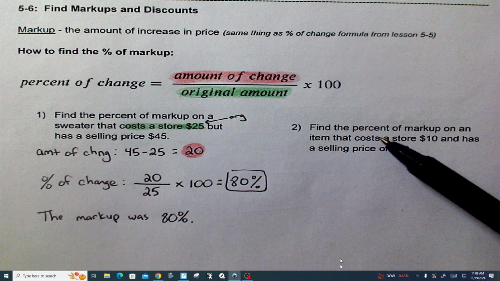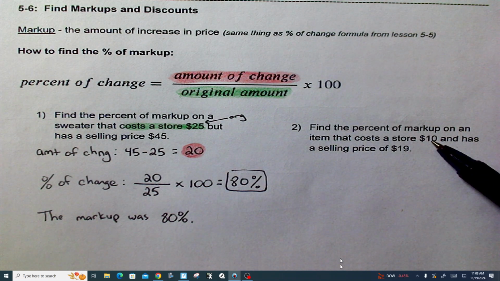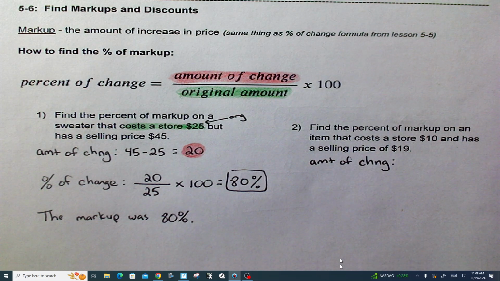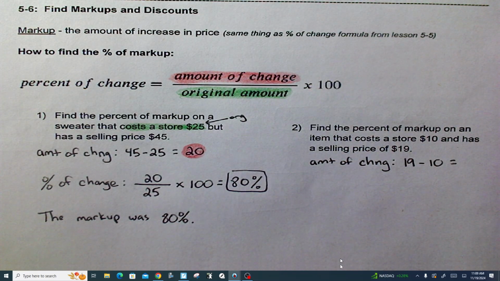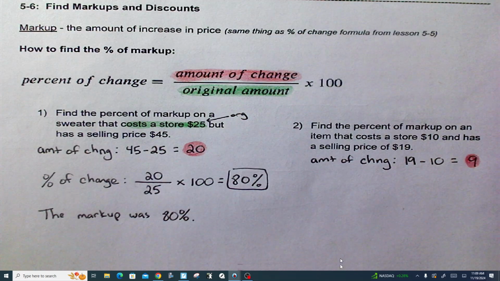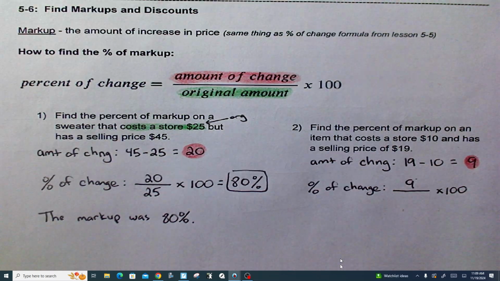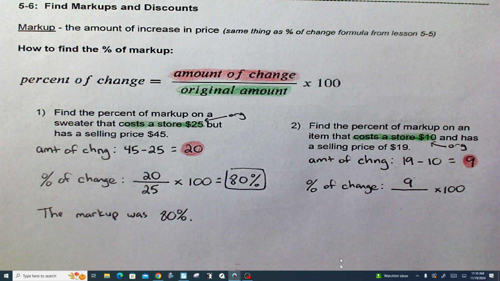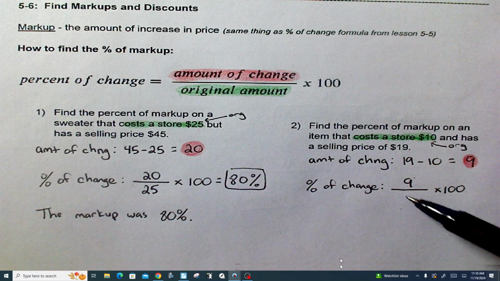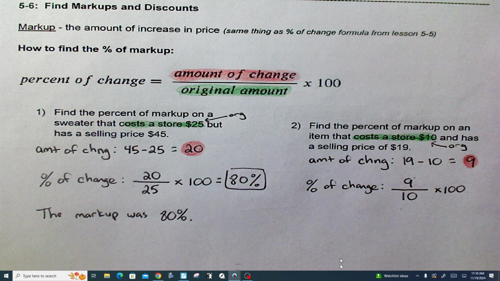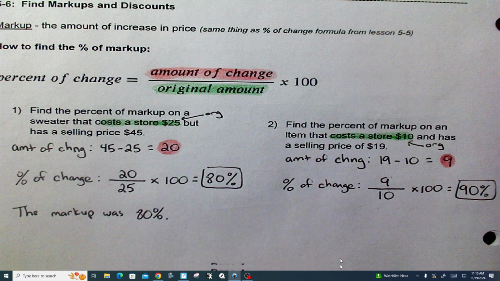So imagine if we had a store that had a markup on an item that cost them $10 to bring it into the store, and then they were going to try and sell it for $19 each. Subtract the difference there, find the difference. And now we can plug it into our percent of change formula. Amount of change goes on top. The original cost was $10, so that's going to go on the bottom. And now we just crunch the numbers, run it through there, 9/10 times 100, and we get 90. So the markup was 90%.